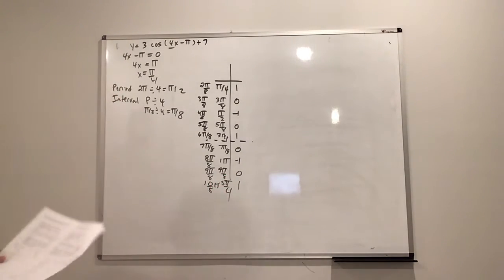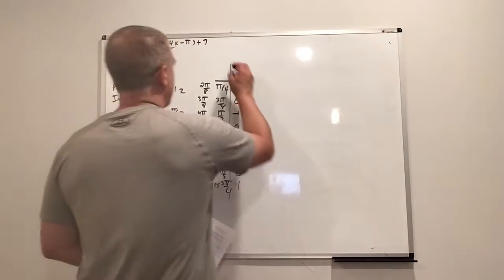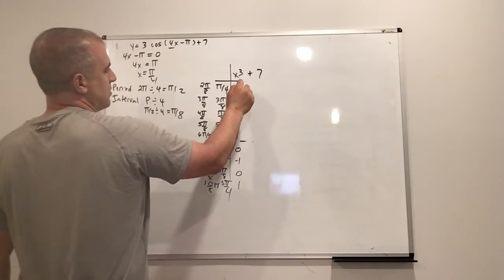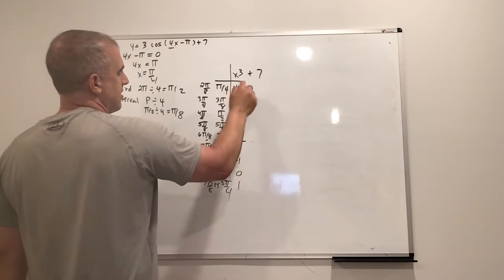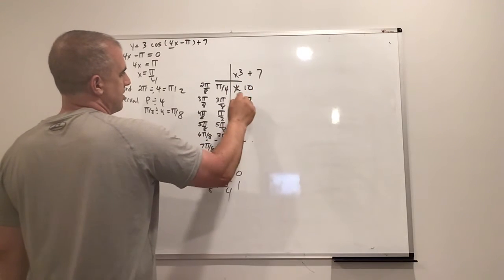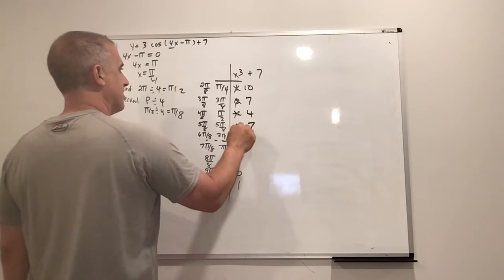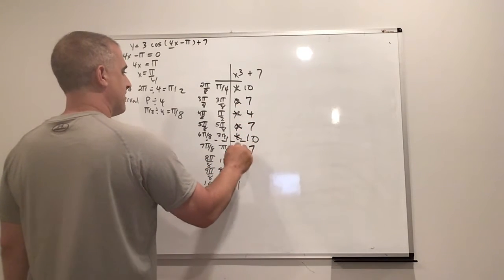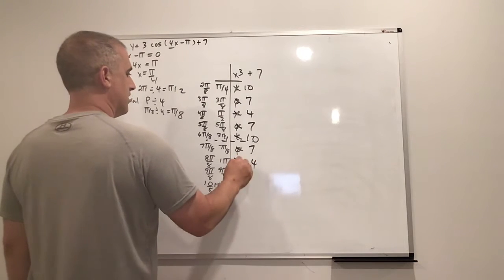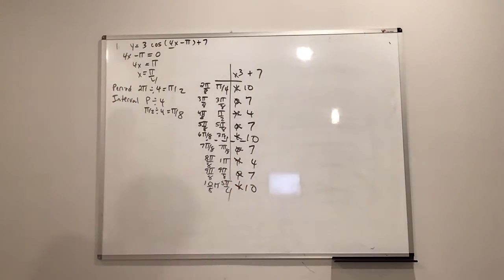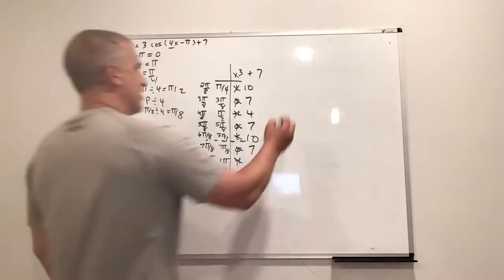Okay? So as I go to graph, with the values I want to multiply by 3 and add 7. So times 3 would be 3, add 7 would be 10. 0 and 7, negative 3 and 7 would be 4. All right, still 7, still 10, still 7, still 4, still 7, still 10. Okay, all right.